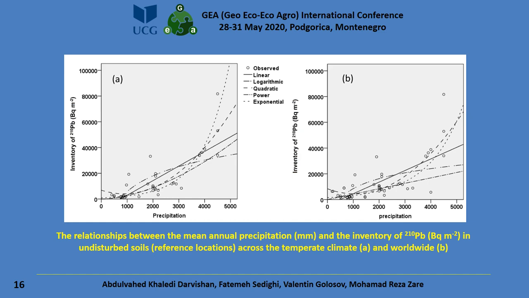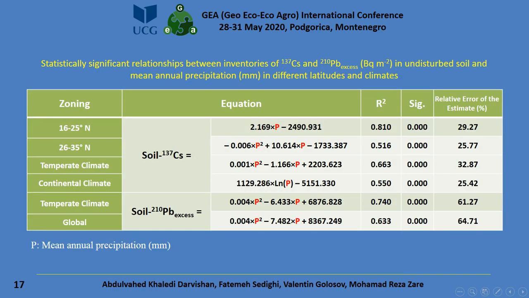So the distribution of lead-210 inside the soil all around the world is not very different because of the non-point source of these elements. So it is not dependent even on the latitudes, and also the relationship with mean annual precipitation is not very high, the correlation is not very high.